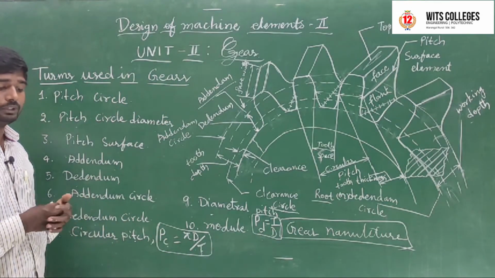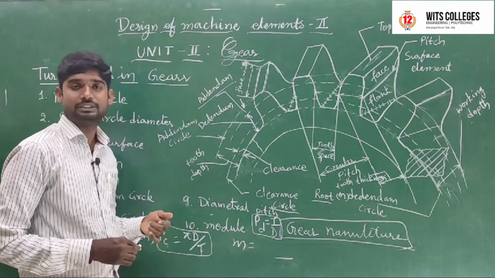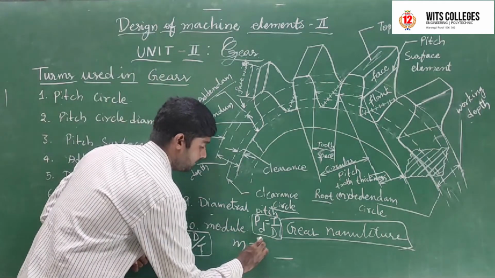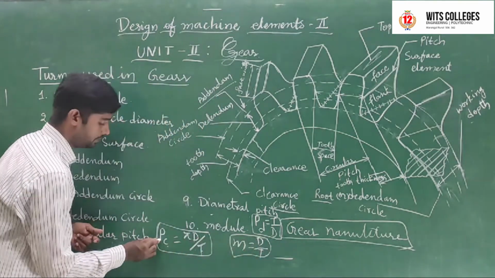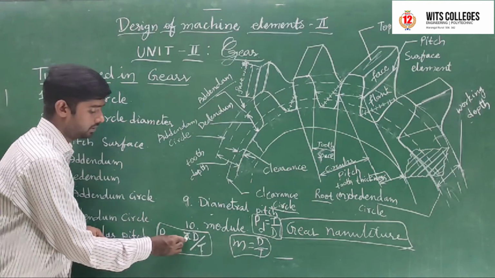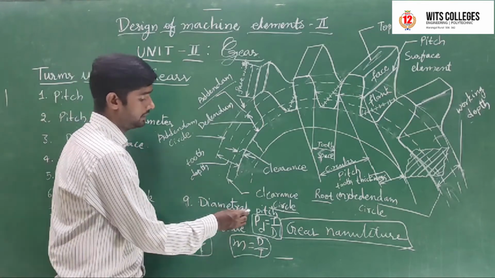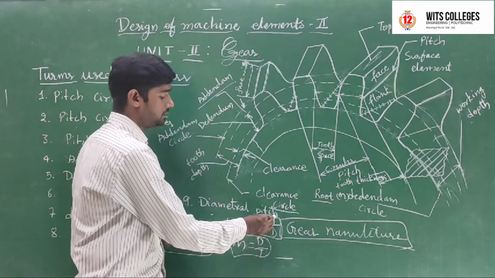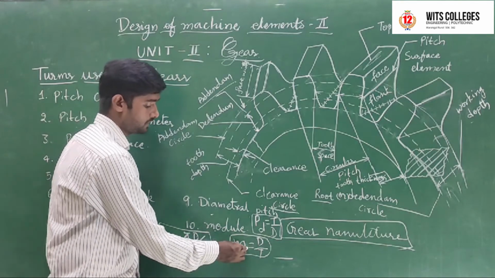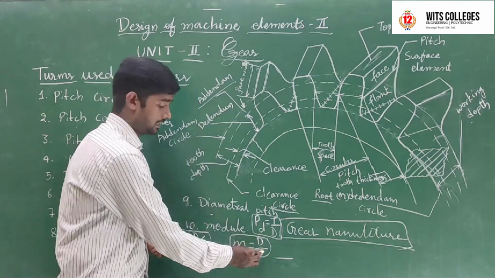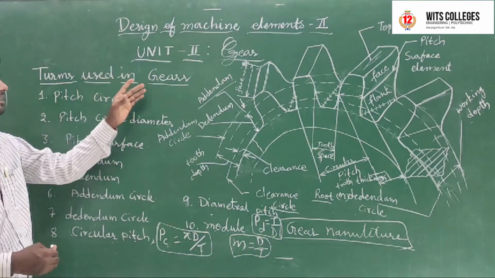Next, module is denoted by small m. Module is equal to the diameter of the pitch circle by the number of teeth. Okay, see, circular pitch is denoted by PC, equal to pi D by T. Next, diametral pitch is denoted by PD, equal to the number of teeth by the diameter of the pitch circle. Next, module is denoted by small m, equal to the diameter of the pitch circle by the number of teeth. These terms are most important in gear nomenclature.